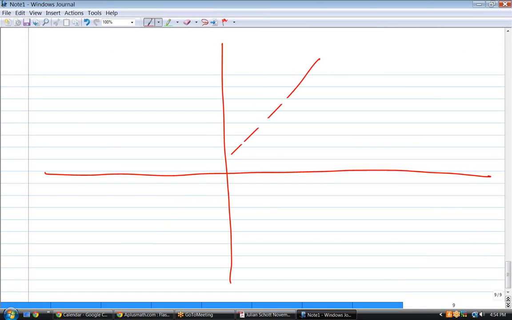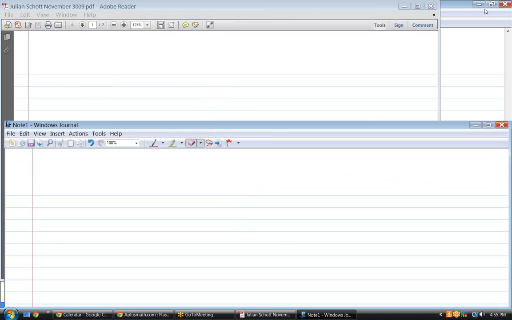Let's review our signs on slopes. I'm going to draw a slope. You tell me if it's positive or negative. Positive. Positive. Negative. Negative. Okay, you know how to do that.